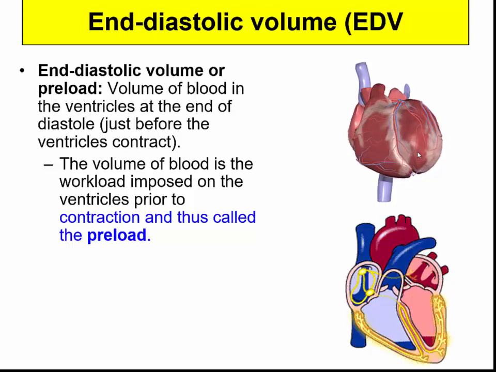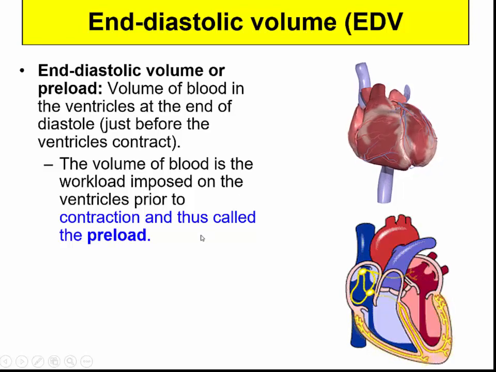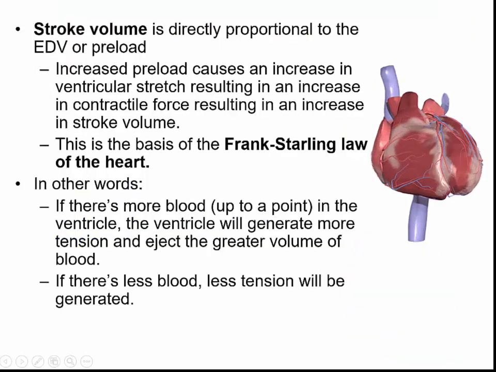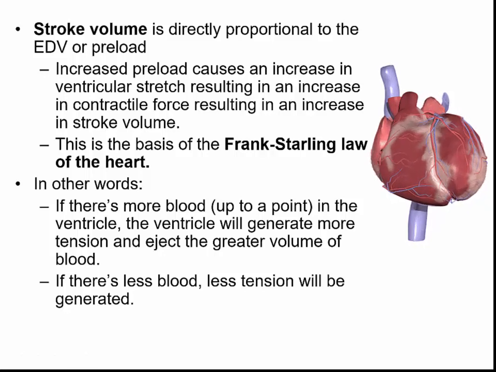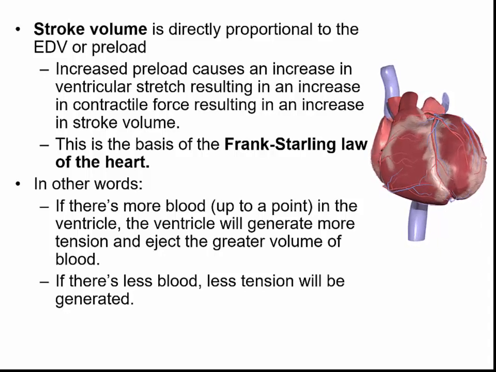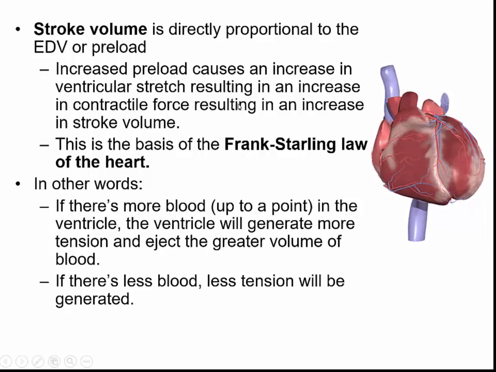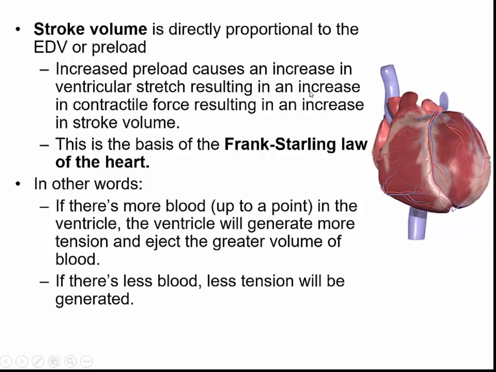Now, the volume of blood is the workload that's imposed on the ventricles prior to contraction. Thus, we can also call it the preload. Your stroke volume is directly proportional to your end diastolic volume, or preload, which means that the more blood you have in the heart, to a certain extent, the harder the heart is going to contract to send that blood out, giving you a higher stroke volume. So increased preload causes an increase in ventricular stretch, resulting in an increase in contractile force, which results in an increase in stroke volume.